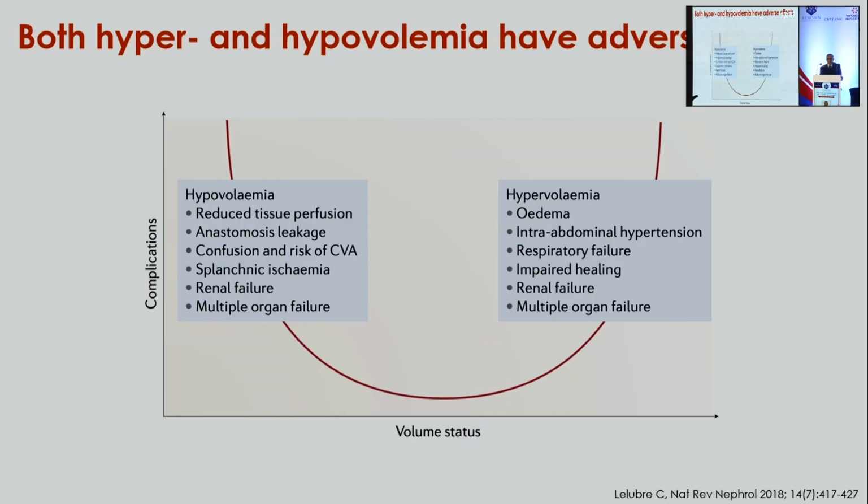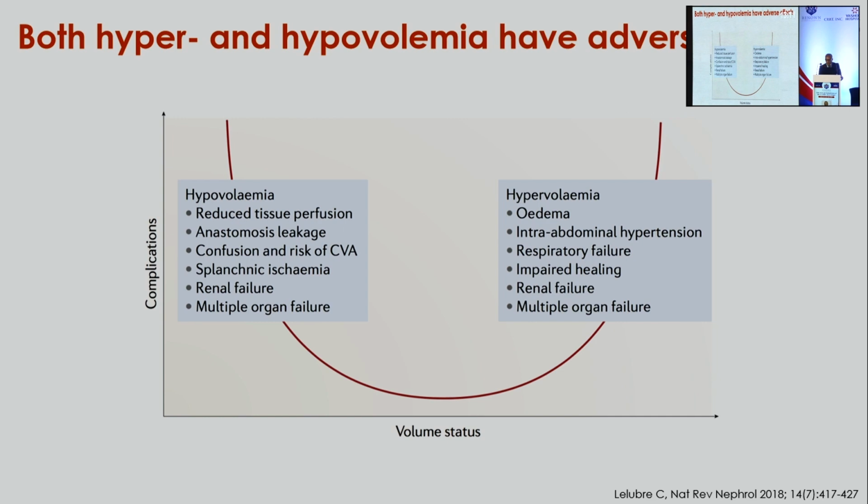Now, while we focus a lot on fluid overload and its adverse consequences, we also need to understand that the flip side of the coin is also unsafe or has adverse outcomes. This is a kind of U-shaped curve of patients with fluid. When they are hypovolemic, they could also have adverse consequences in terms of reduced tissue perfusion from anastomosis leakage, confusion, and risk of cardiovascular accidents, renal failure, multi-organ failure.